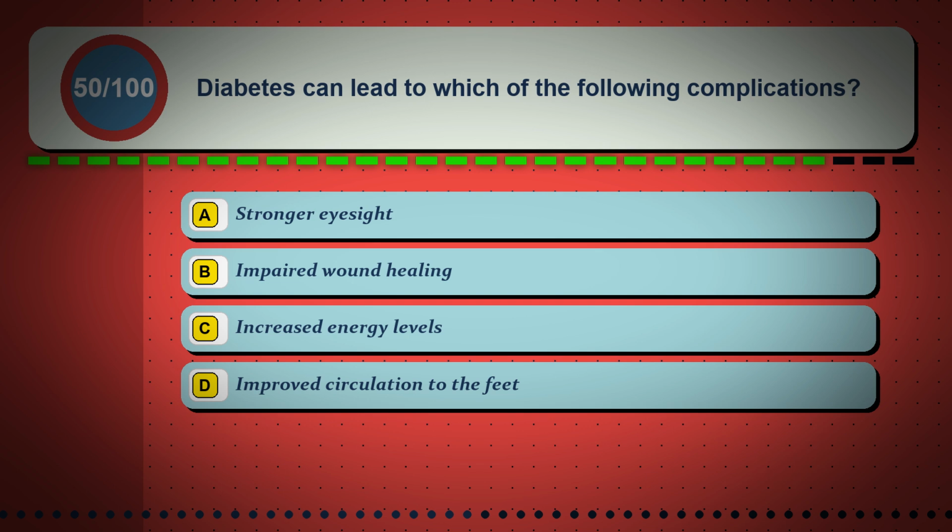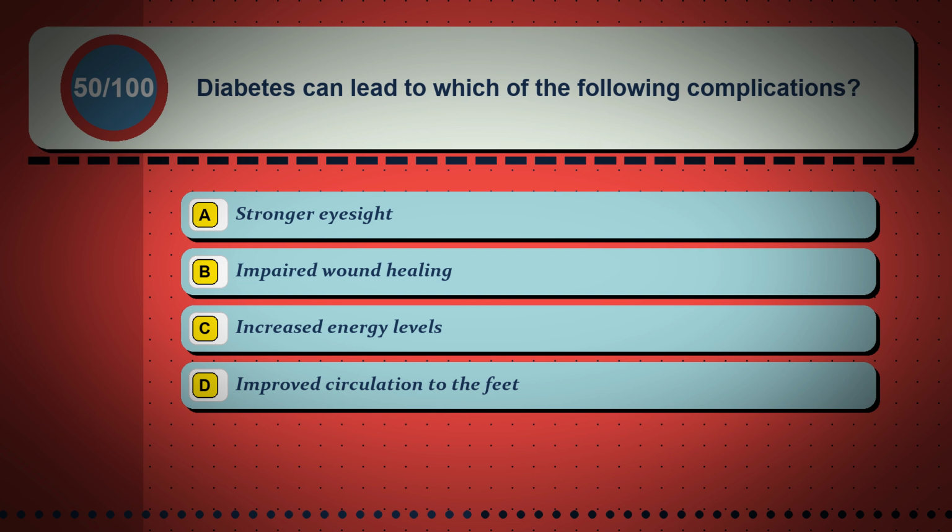Question 50. Diabetes can lead to which of the following complications? Option A. stronger eyesight, option B. impaired wound healing, option C. increased energy levels, option D. improved circulation to the feet.